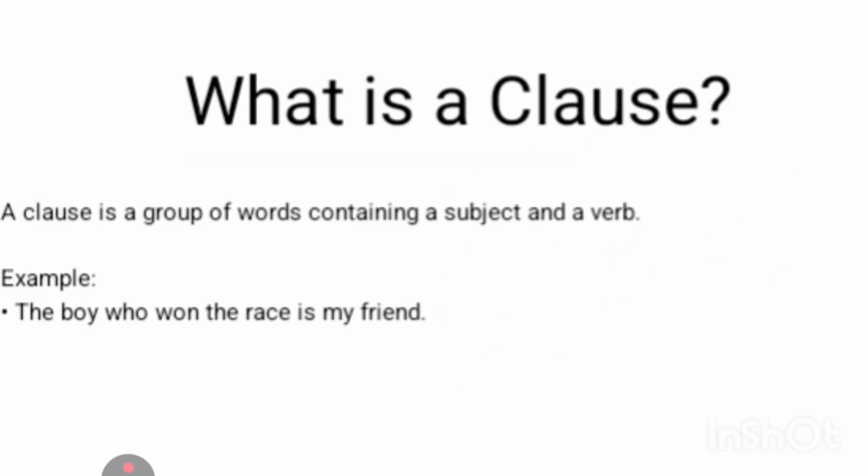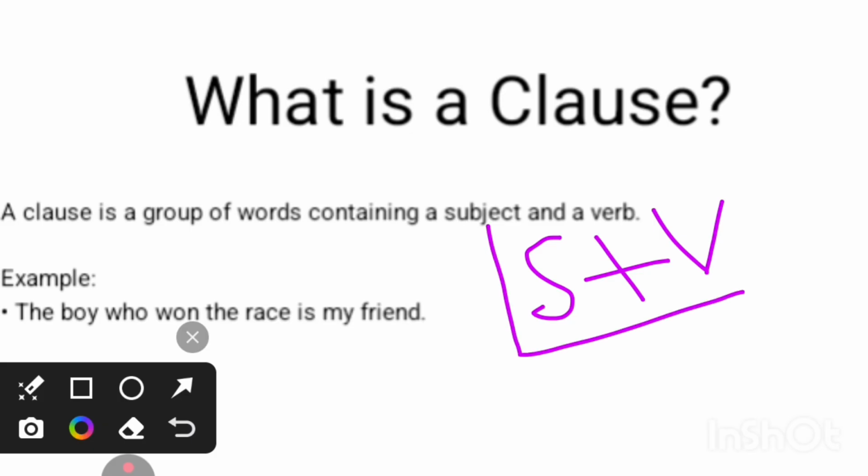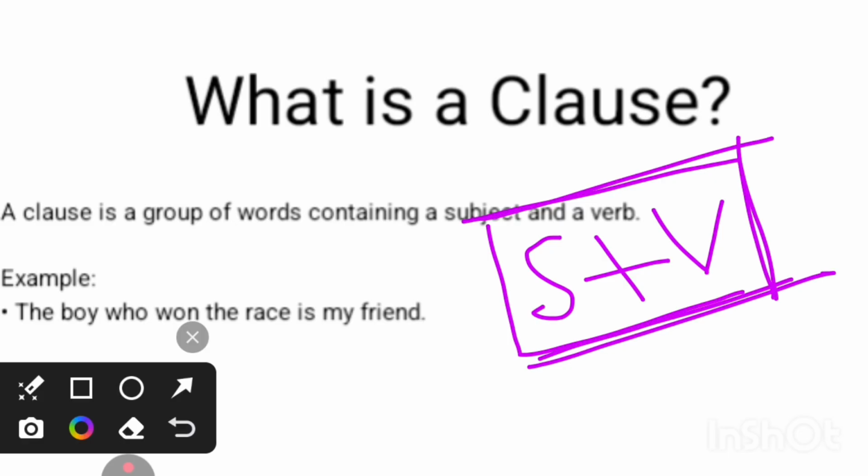And there is another thing. If this subject and verb together carry a proper meaning, it will be called a principal clause or main clause, or you can call it an independent clause, whatever you may call it.